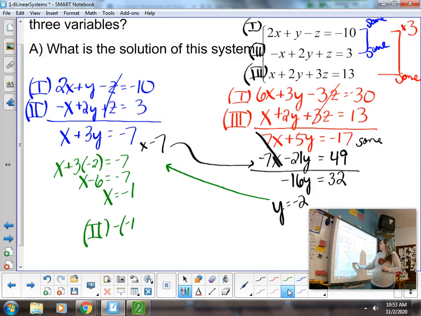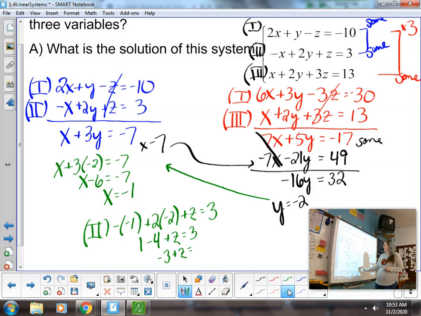So I have a double negative 1 plus 2 times negative 2 plus z is equal to 3. Well, my double negative 1 is 1, so I have 1 minus 4 plus z is 3. That's negative 3. So whenever I add the 3 to both sides, I get z is 6. So x is negative 1, y is negative 2, z is 6.